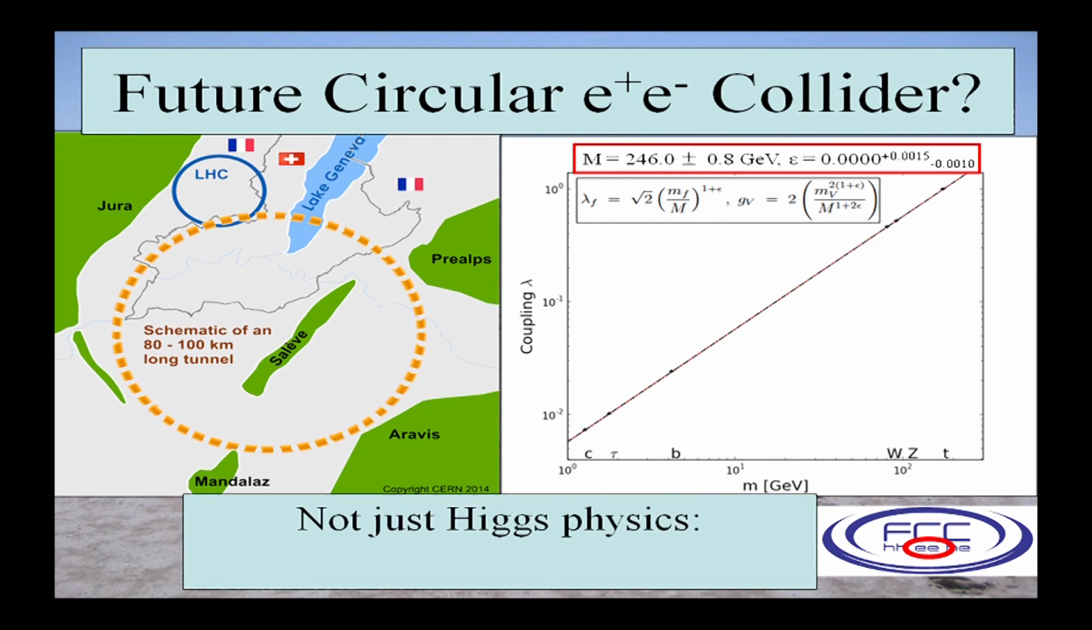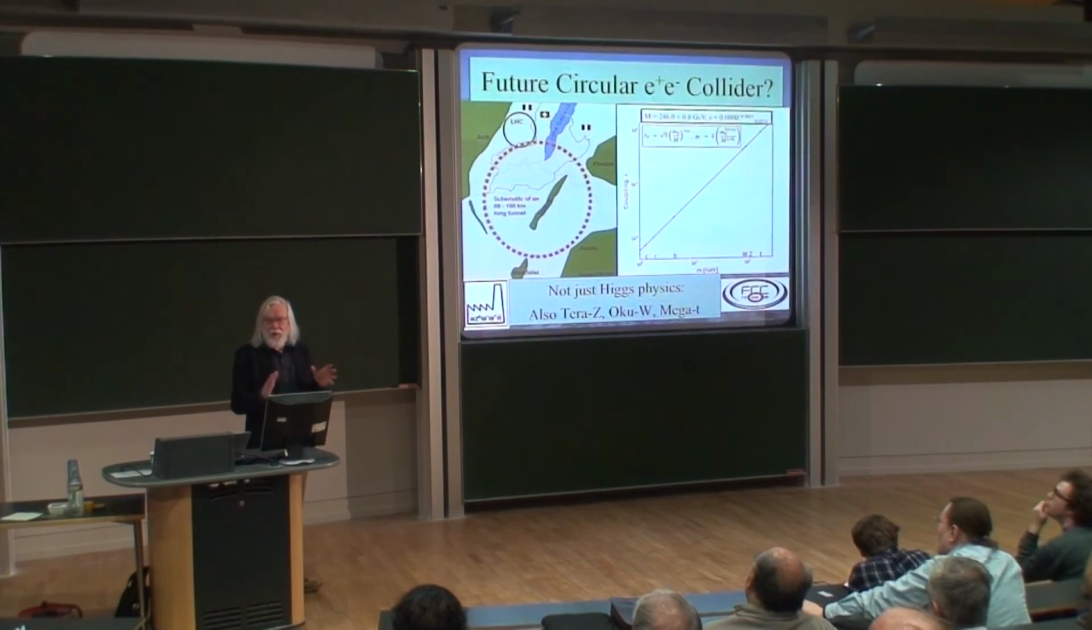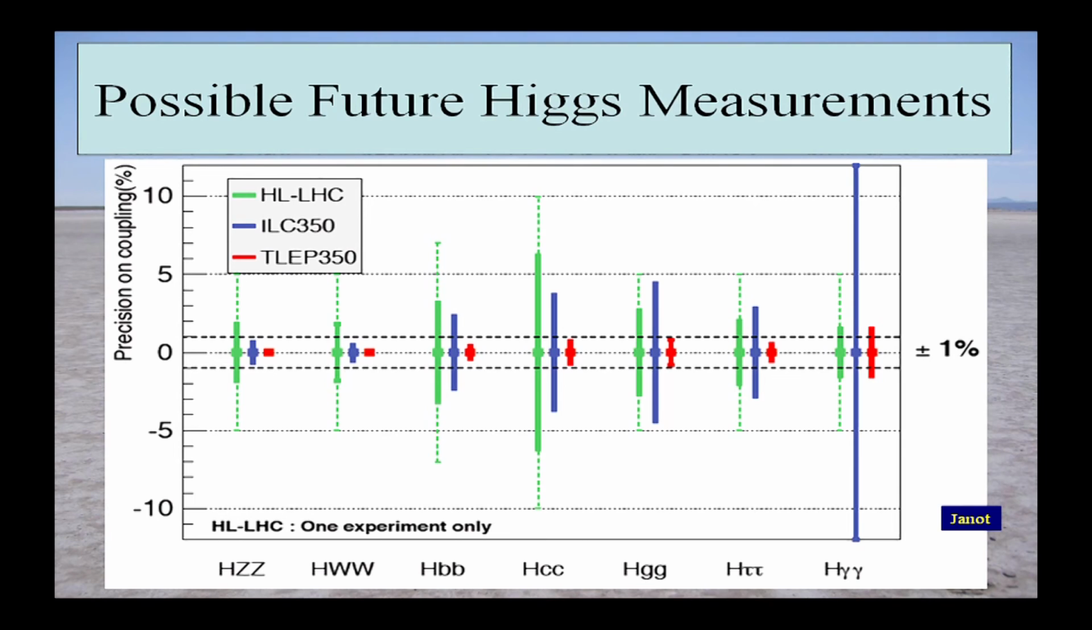Of course, this machine doesn't only do Higgs physics, and I don't have time to do justice to all the other gazillions of particles that you produce. You produce lots of Z particles, lots of W particles, lots of top quarks. With those top quarks, for example, you can measure the mass of the top with an accuracy better than 100 MeV. I'll come back to the importance of measuring the top quark mass a little bit later on. This is an illustration of how possible future projects could measure the properties of the Higgs boson more accurately than is the case at the moment.